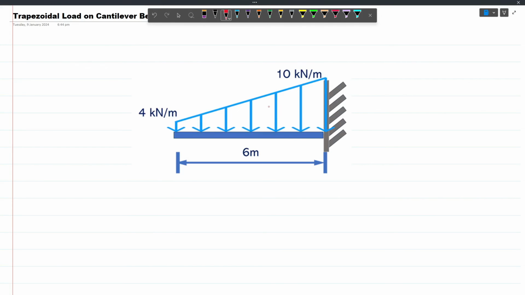Now first, let's try to solve our reactions. And then we will just divide this one into two shapes. And so diba, we can project a line from here. Yan.